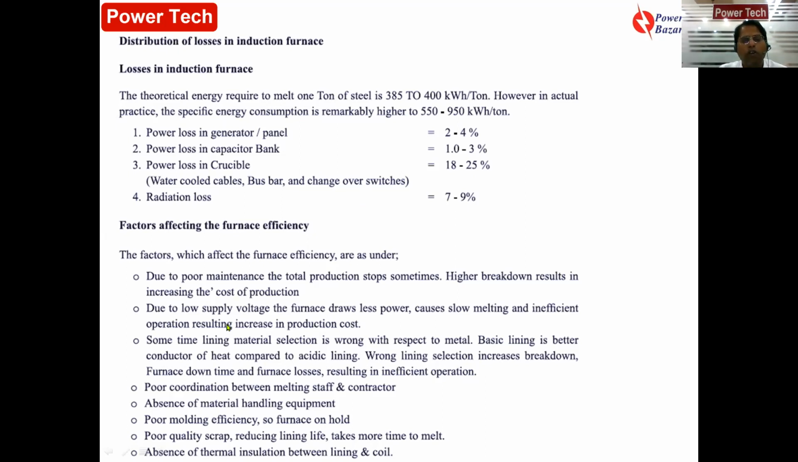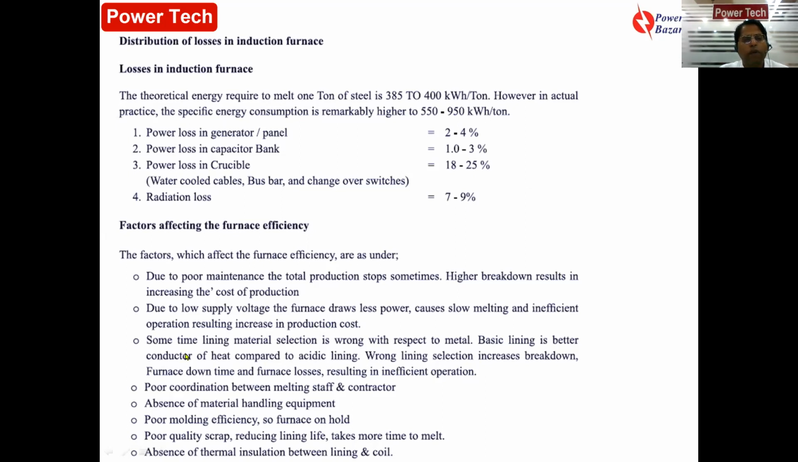Now, let us say there is a low voltage problem in a particular area. If there is a low voltage problem, what will happen? P is equal to V square by R. So if V reduces, then automatically the power will be low. Because the power supplied is low, the furnace will take a lot of time for melting. Because of this long holding time or delay in melting, there will be energy loss. There will be production loss also, and it will increase the production cost.